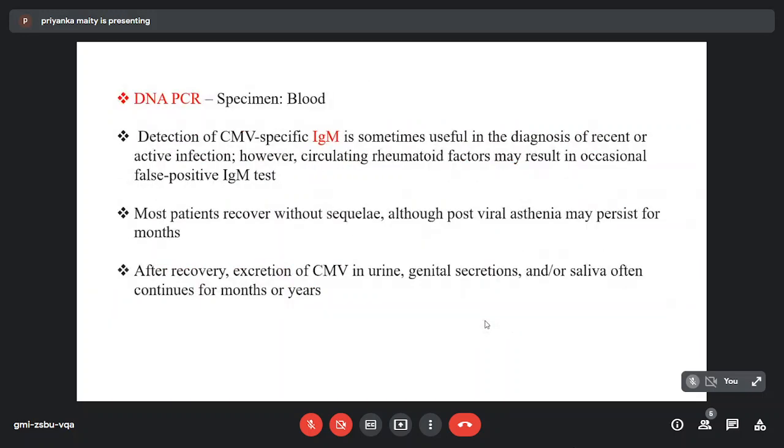DNA PCR can be performed on a blood specimen for diagnosis. Detection of CMV-specific IgM is sometimes useful in the diagnosis of recent or active infection. However, circulating rheumatoid factors may result in occasional false positive IgM tests. Most patients recover without sequelae, although post-viral asthenia may persist for months. After recovery, excretion of CMV in urine, genital secretions, and/or saliva often continues for months or years.